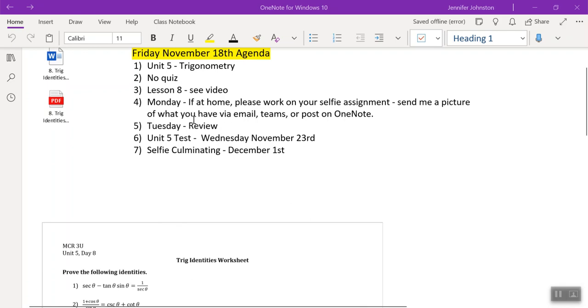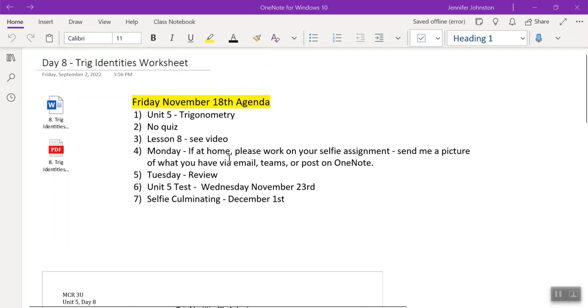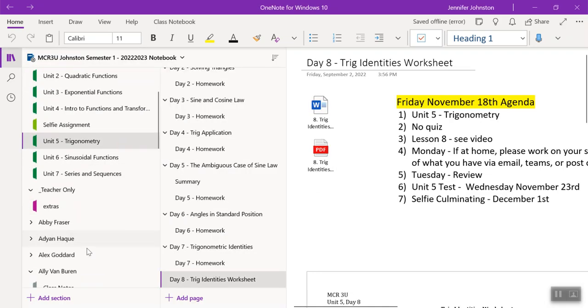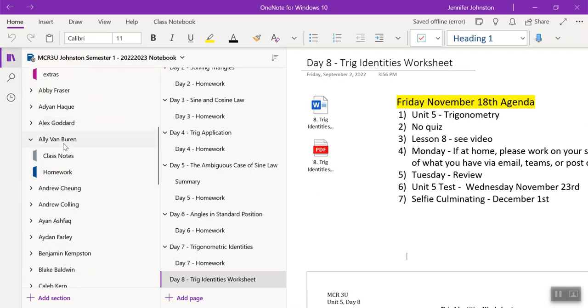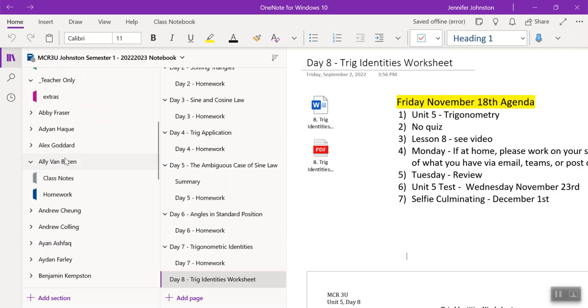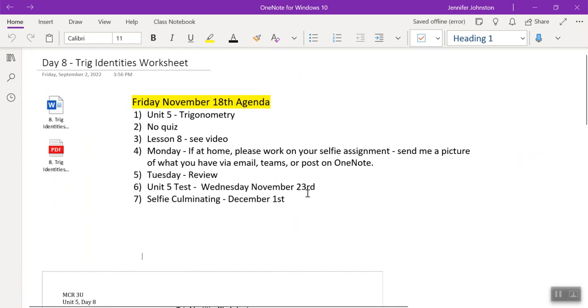All right, on Monday, if we are at home, you're asked to work on your selfie assignment. Send me a picture of what you have so far on Monday. I'm looking for a picture to send via email or on Teams chat or in the OneNote. Everyone has a folder here, and you can send it in the OneNote under class notes. So any of those places, that's where I'm going to be looking for a picture of your selfie assignment on Monday.